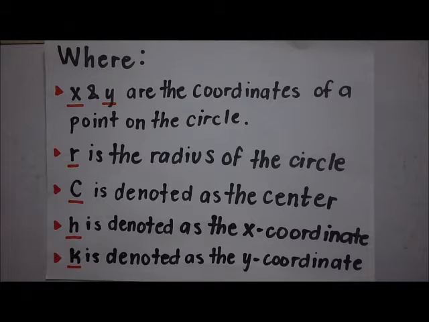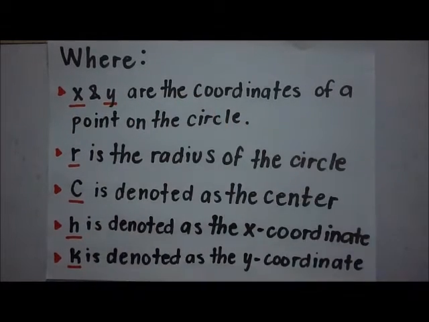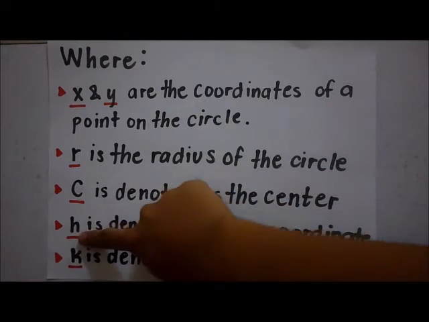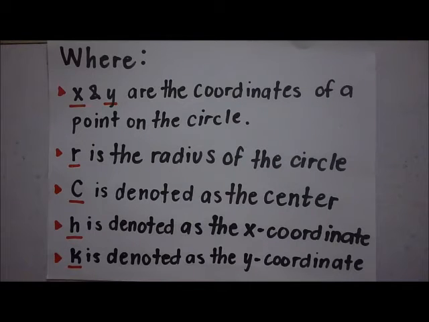Now, these are the denotations of the terms in the equations, where x and y are the coordinates of a point on the circle, r is the radius of the circle, c is denoted as the center, h is denoted as the x-coordinate of the center at any point on the Cartesian plane, as well as k, which is denoted as the y-coordinate of the center.